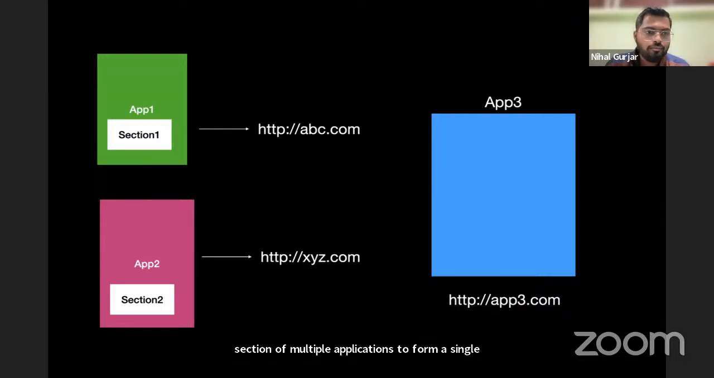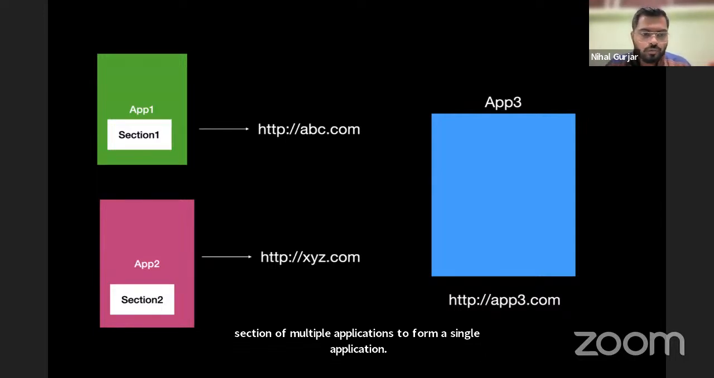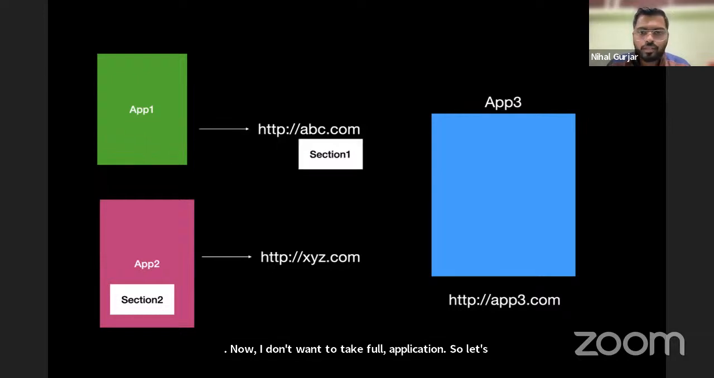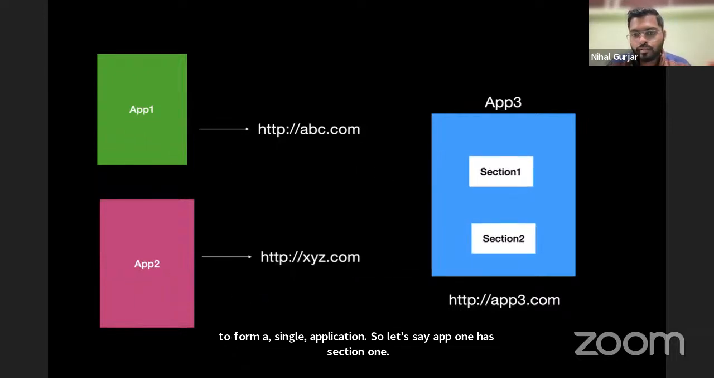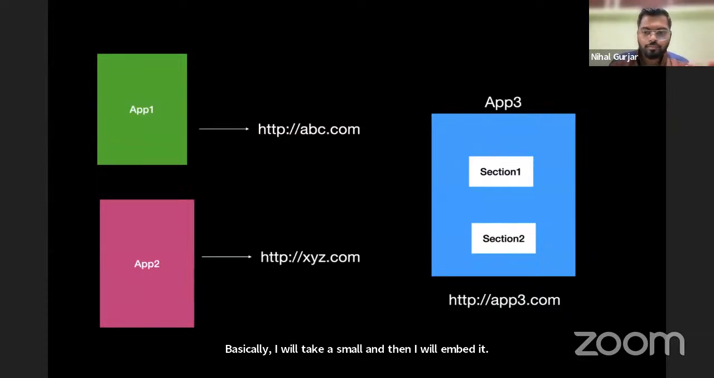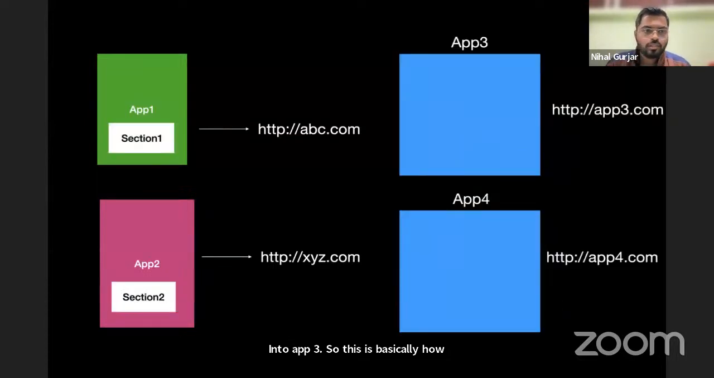So let's say app 1 has section 1. Now I don't want to take the full application and embed it into app 3. Basically, I will take a small section of it and then embed it into app 3. So this is basically how the embedding of the micro frontend works.